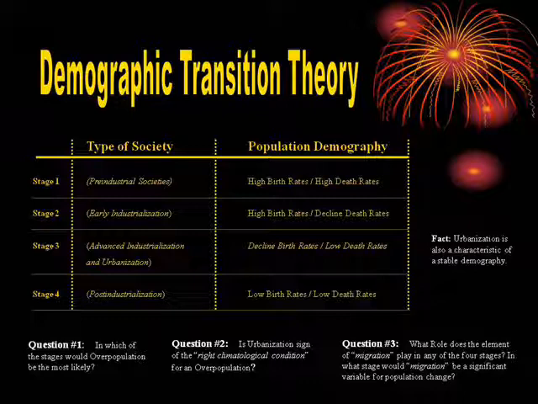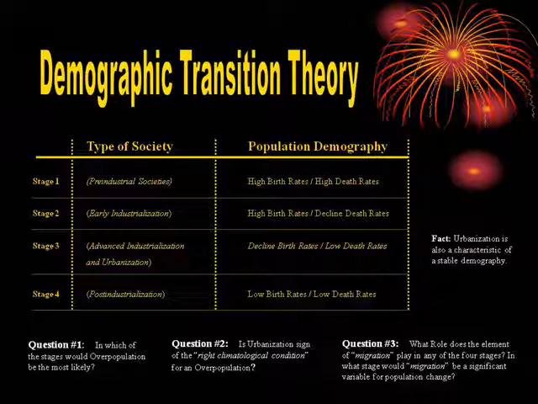Take a look at stage 1, high birth rates and high death rates. So unstable, right? Stage 2, high birth rates, decline in death rates. Still unstable. Stage 3, decline in birth rates, low death rates. And then take a look at stage 4, low birth rates, low death rates.